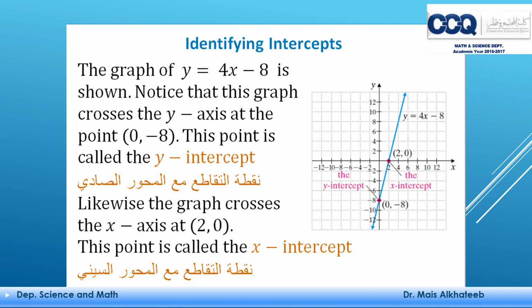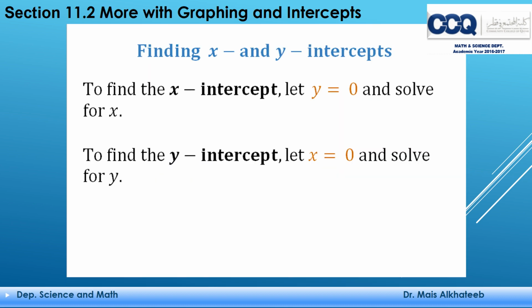إذا لحتى نوجد ال y-intercept لازم نحط العكس كان هو 0. y-intercept ال x equal 0. بال x-intercept مين كان؟ 2 0. 2 0 يعني ال y equal 0. بال y-intercept ال x equal 0. بال x-intercept ال y equal 0. إذن القاعدة في find the x-intercept and y-intercept. To find the x-intercept بنحط ال y equal 0 and solve for x. To find y-intercept we put x equal 0 and solve for y.